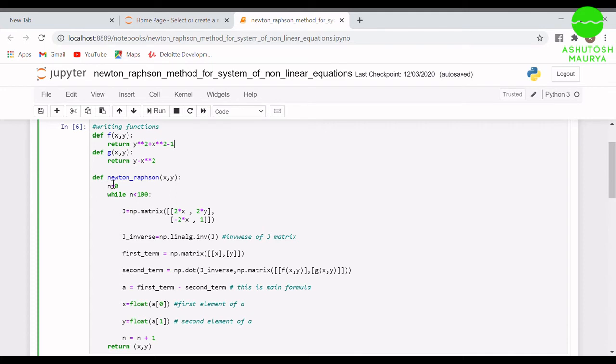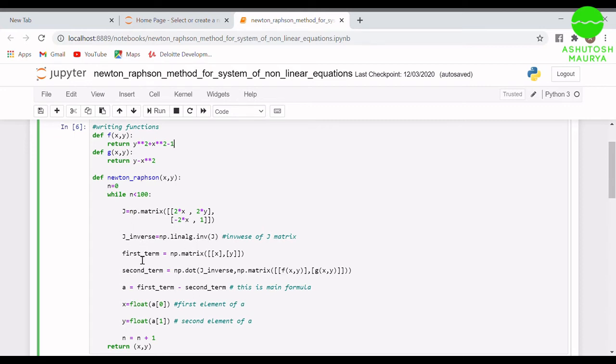Now let's define the Newton-Raphson function. n equals 0, while n less than 100. J equals, this is the J matrix. We will use numpy dot matrix to make the matrix 2x, 2y, minus 2x, and 1, which we have seen in the theoretical section. And now we have to find the inverse of J. J inverse equals np dot linalg dot inv, where inv refers to the inverse of J, and this is J inverse.